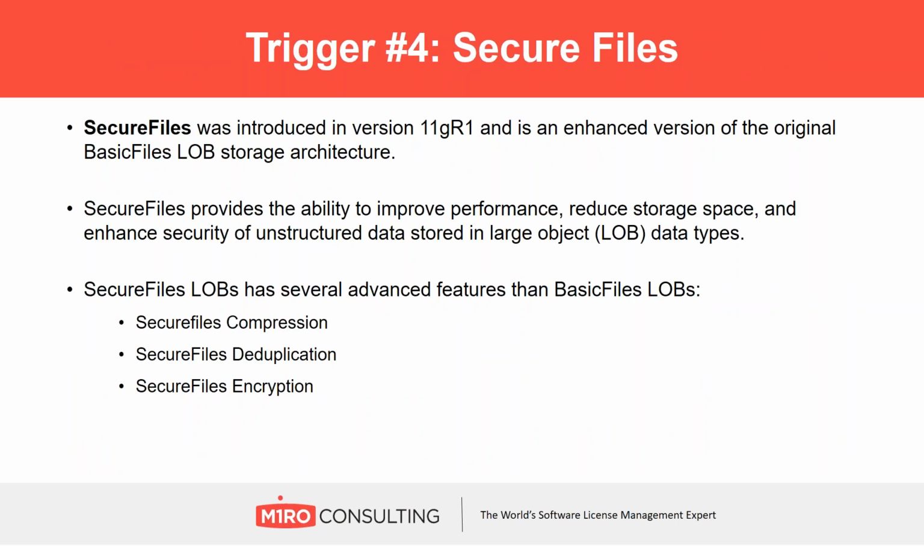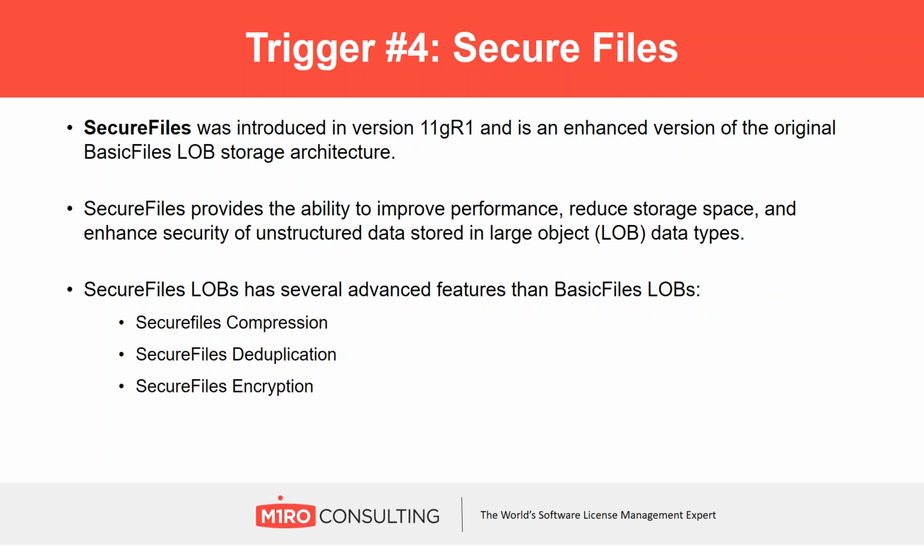The fourth option that we're going to talk about is SecureFiles. SecureFiles was introduced in 11g R1, and it's basically an enhanced version of the BasicFiles LOB storage architecture. SecureFiles provides the ability to improve performance, reduce storage, and enhance security of unstructured data in large object data types. And SecureFiles LOBs has several advanced features that BasicFiles does not have, which are the ability to compress, deduplication, and encryption.